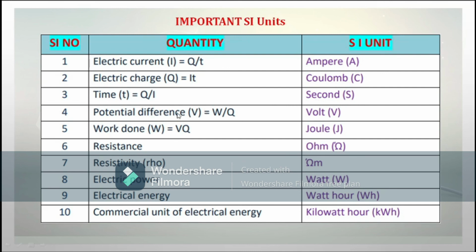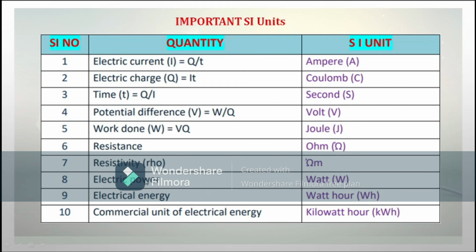Next is potential difference, which is denoted by the letter V. So V is equal to W by Q, and the SI unit of voltage is volt, V. Then work done is denoted by W. Its SI unit is joule. Then coming to the next point, that is resistance. The SI unit of resistance is ohm, and this is the symbol that we use to denote ohms. And then resistivity, the symbol for this is rho, and the SI unit for this is ohm meter.